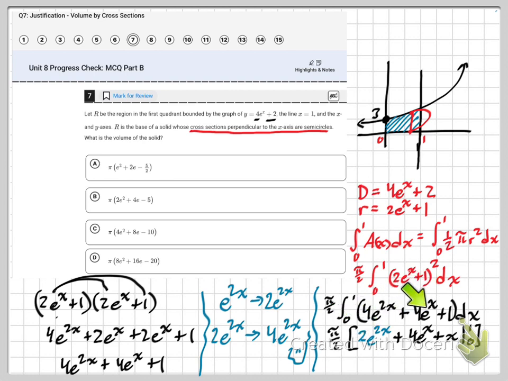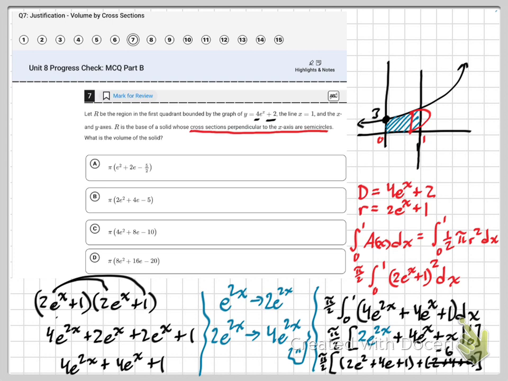The antiderivative of this one is just going to be the same thing, because 4 is just a scalar. The derivative of e to the x is e to the x. The antiderivative of e to the x is just e to the x. Now I got to plug in the 1 and the 0. So when I plug in the 1, I get all this stuff. When I plug in the 0, I get all this stuff. And now I have to simplify.